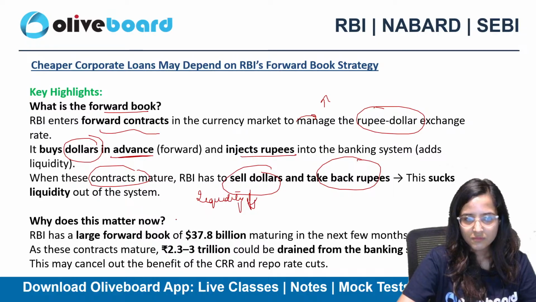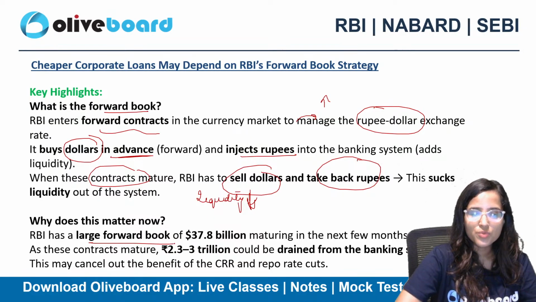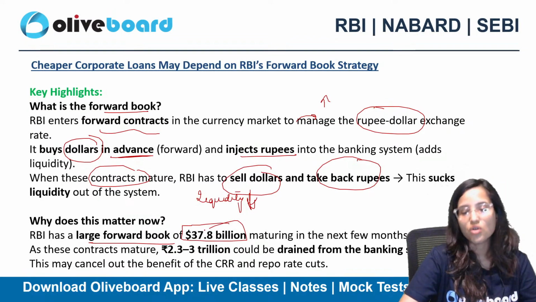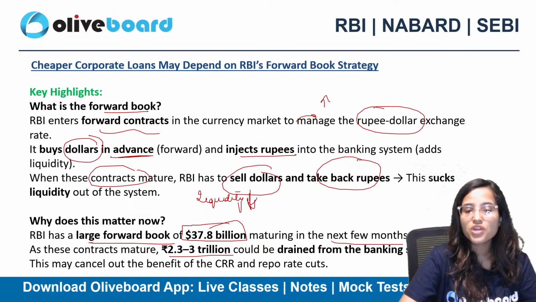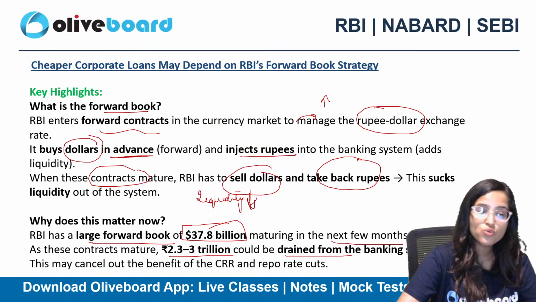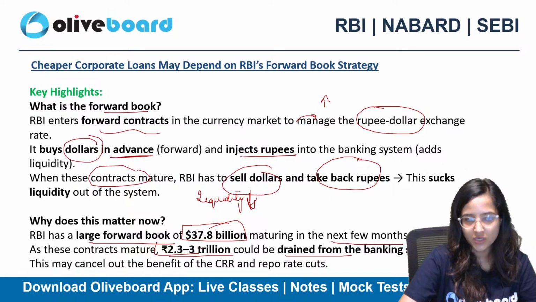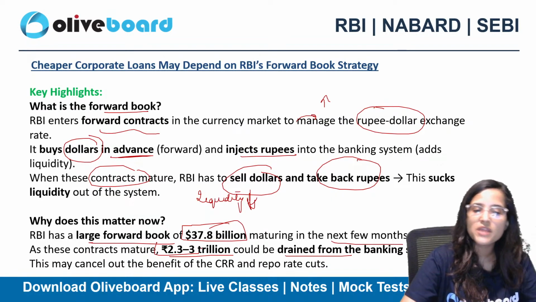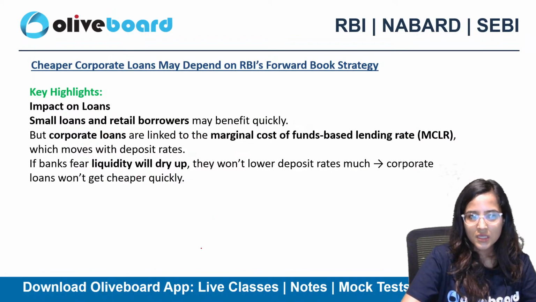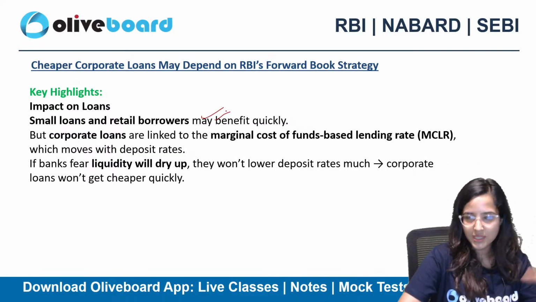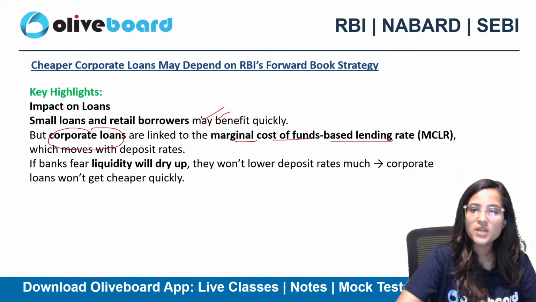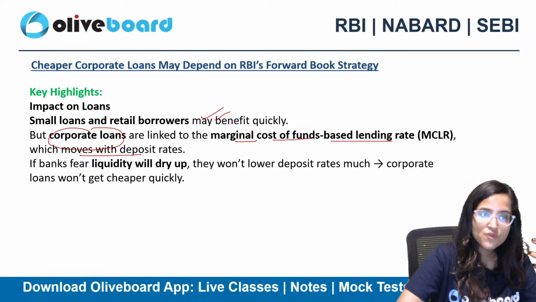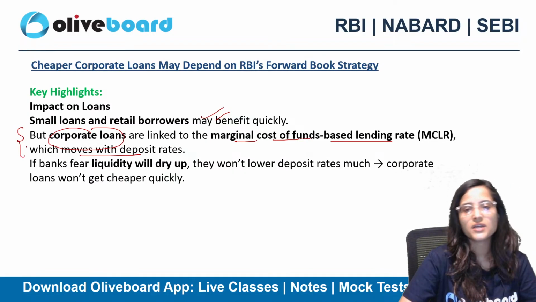back. ठीक है. So RBI has a large forward book of $37.8 billion which is going to mature in the next few months. ठीक है. अब जैसे ही contracts mature होंगे, 2.3 to 3 trillion could be drained from the banking system. 2.3 to 3 trillion you can see over here. ठीक है. That may cancel out the benefit of CRR and repo rate cuts. ठीक है. Small loans and retail borrowers, they can benefit quickly, but corporate loans which are linked to marginal cost of fund based lending rate which moves with deposit rates, वहां पे affect करेगा.